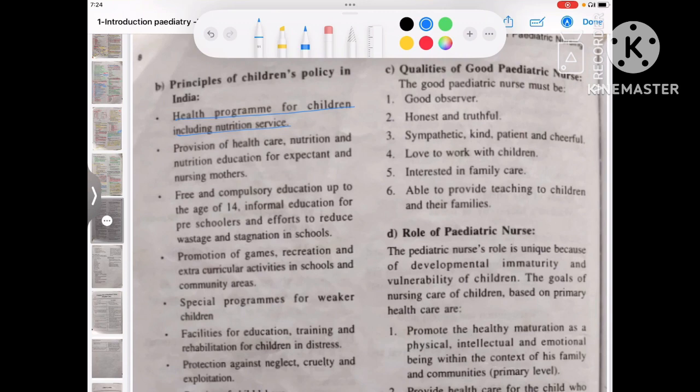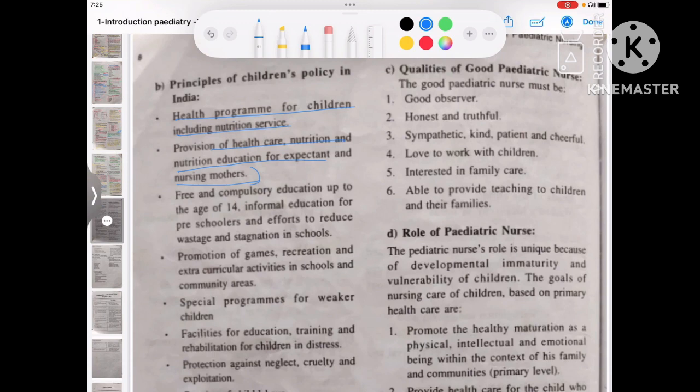The next one is provision of health care, nutrition and nutrition education for expectant and nursing mothers. So what is a nursing mother? Have you heard about that? A nursing mother means a feeding mother, one who is giving breastfeeding. So we have to provide health care and nutrition education for the nursing mother and her family, the parents: how to take care, how to maintain the health of the baby, nutritional education, everything.